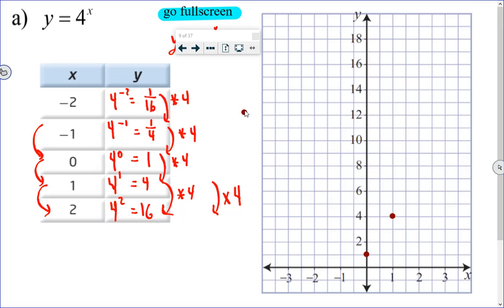Can somebody type in the chat, please? Is the grid scaled on your handout the exact same way it's scaled on the image you're looking at?